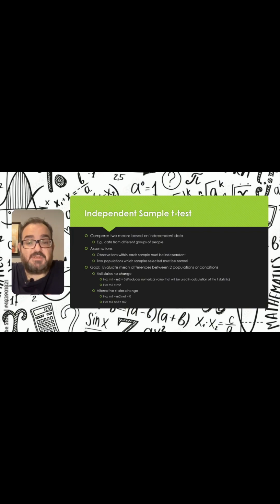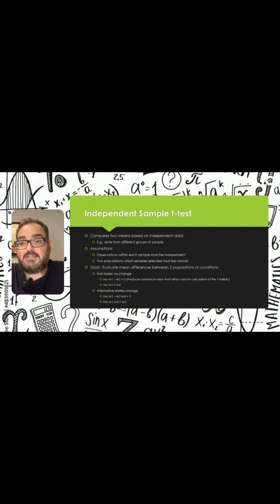So we have a null hypothesis that states that there is not any difference between the mean of the two groups, so the means are equal. And the alternative hypothesis, which we accept in case the null hypothesis is rejected because the p-value is less than 0.05, is that the means of the two groups are not equal.